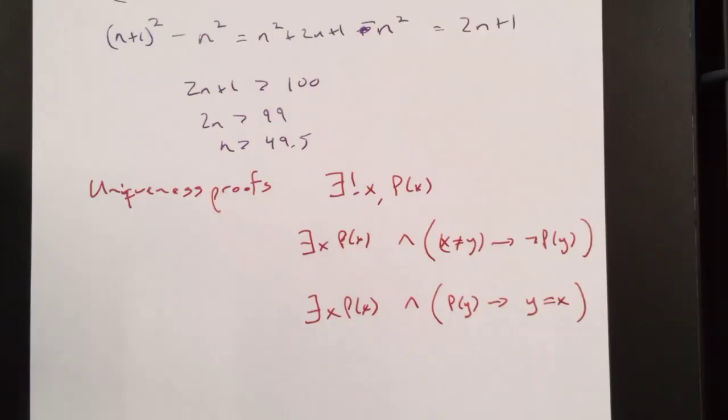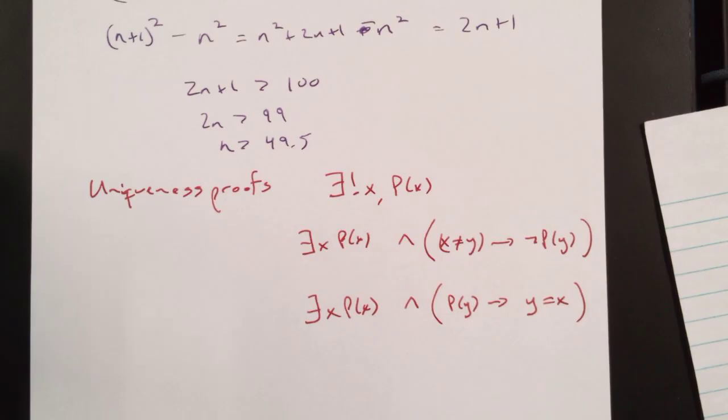So you show, hey, there's this number that works. And if it was something else, then it would be the same as this one. So a uniqueness proof is an existence proof, and then we add more. There are a lot of uniqueness proofs in higher analysis. There aren't that many of them at this level.